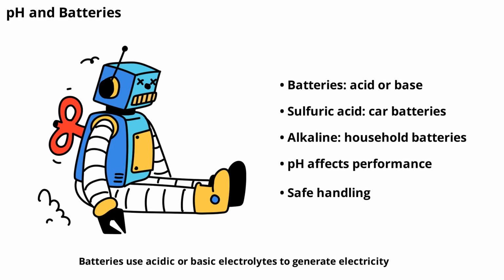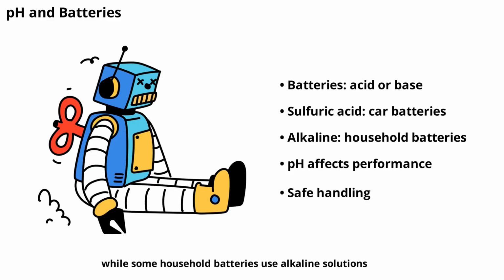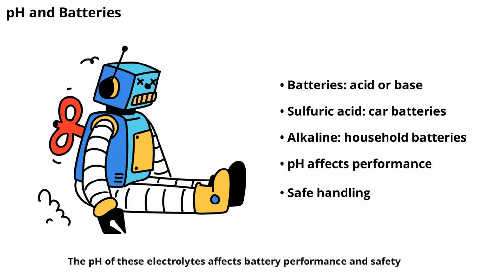Batteries use acidic or basic electrolytes to generate electricity. For example, car batteries contain sulfuric acid, while some household batteries use alkaline solutions. The pH of these electrolytes affects battery performance and safety. Proper handling and disposal are important to prevent harm.